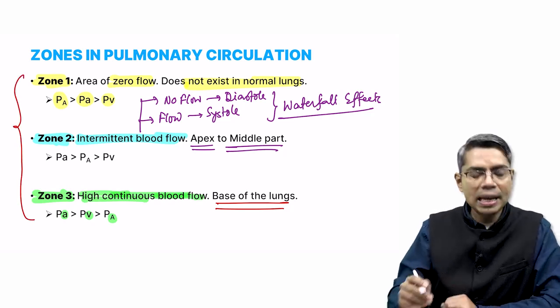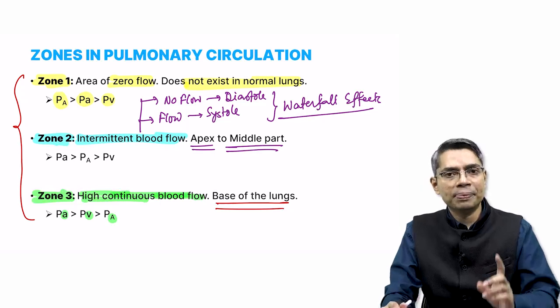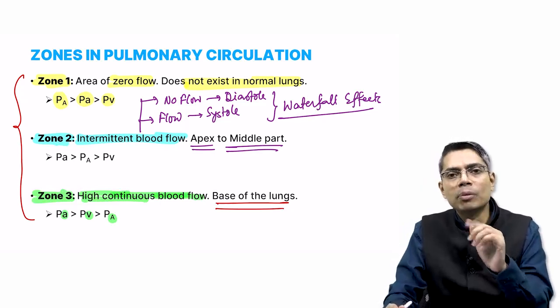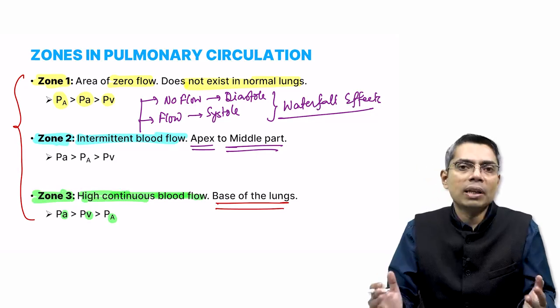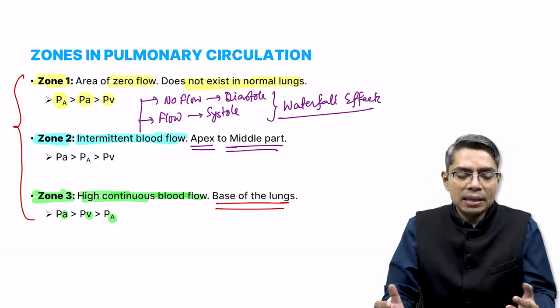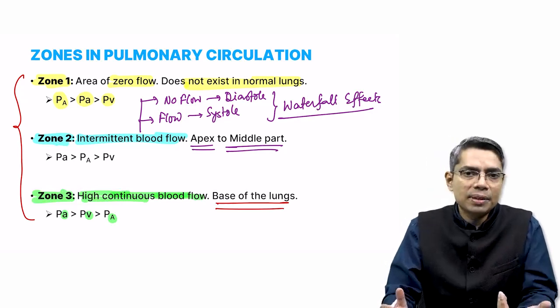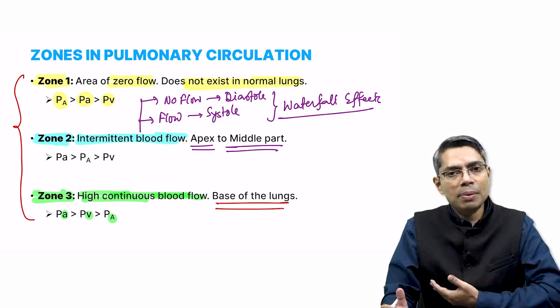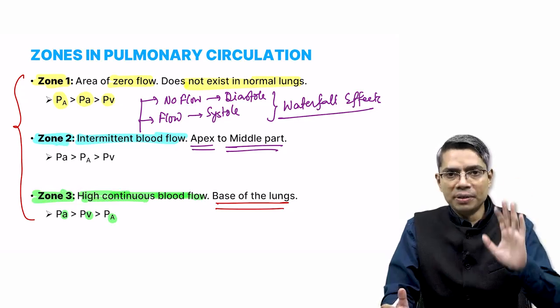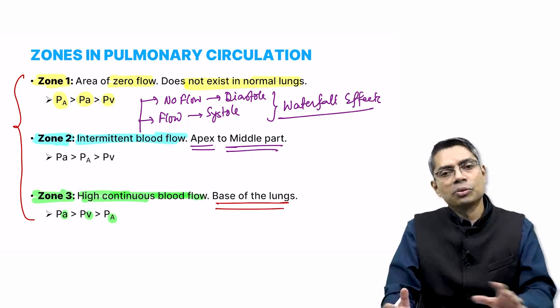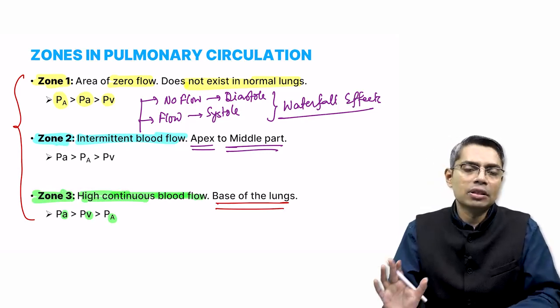Sometimes an MCQ can be given on zone 1, zone 2, zone 3. Zone 1 is an abnormal zone. Normally it is not seen in our normal lung, but it can be created if the pumping force of the heart is lesser, for example in heart failure. In the apical and middle part, normally zone 2 prevails, and in the basal part zone 3 prevails. That is the scenario you have to remember.